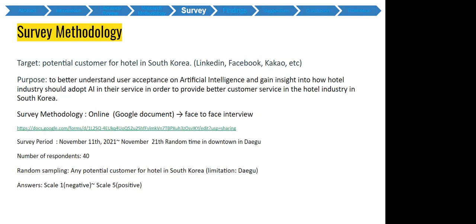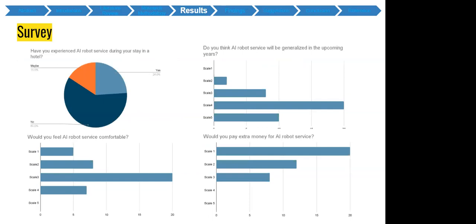People who were not in the downtown at the time we did the survey were excluded from this survey, so there is also error from this survey. The survey answers are on a scale from 1 to 5, where 1 is very negative and 5 is positive. Can you go to the next slide, please?